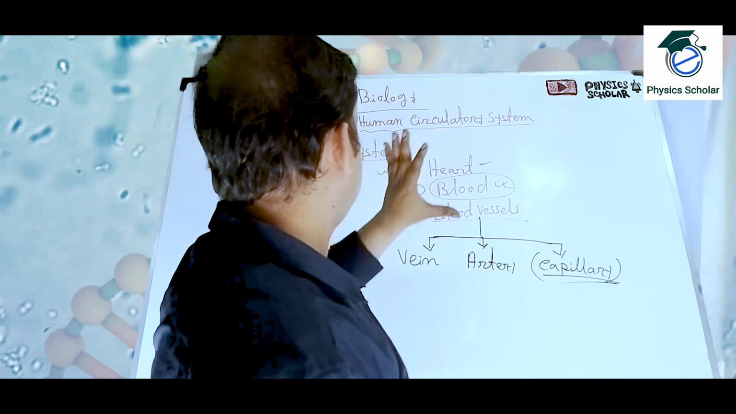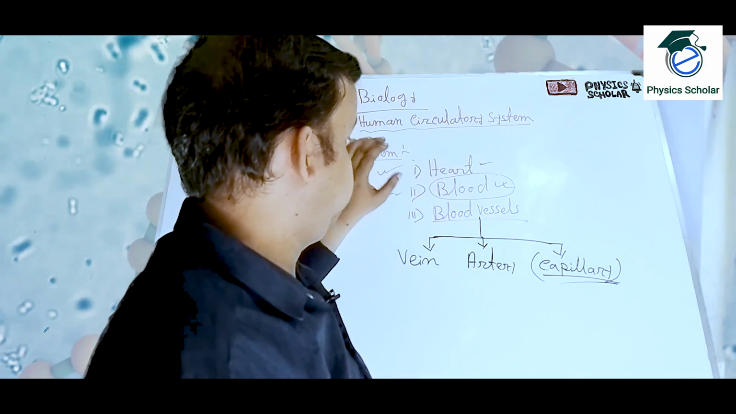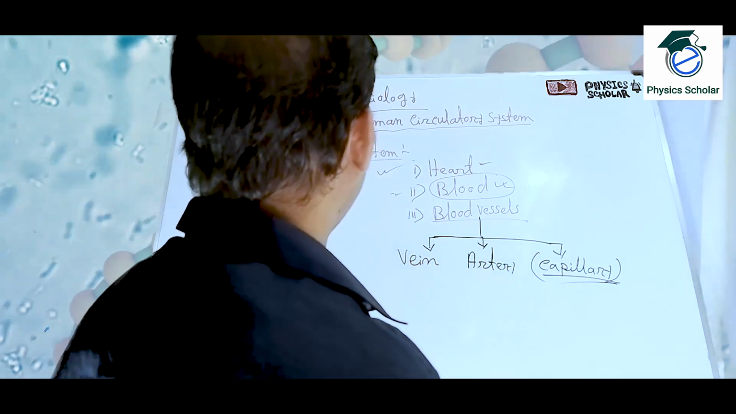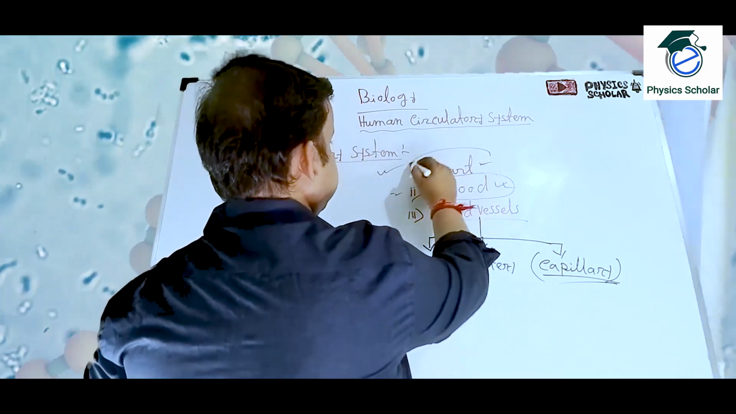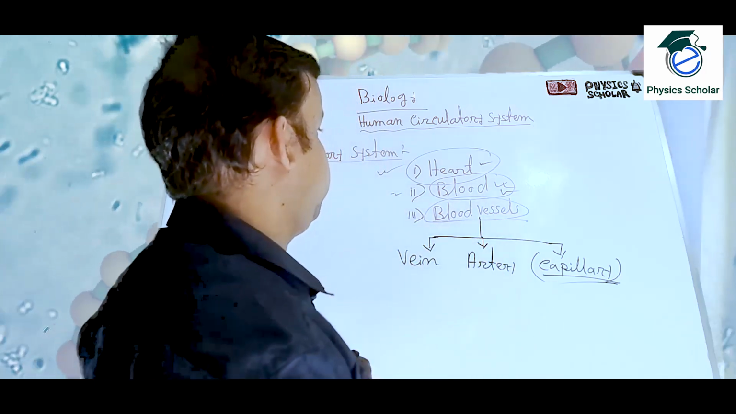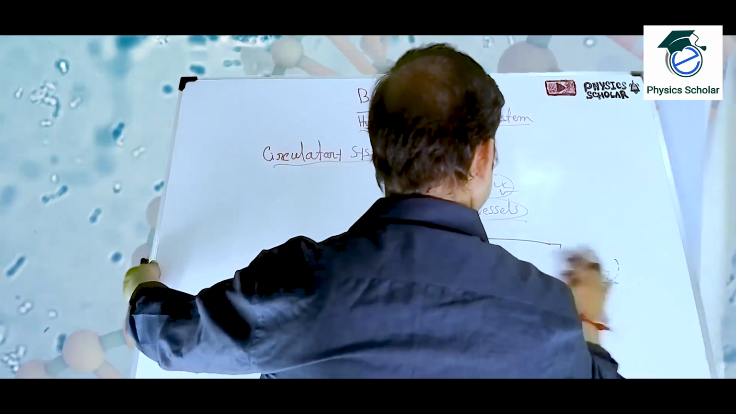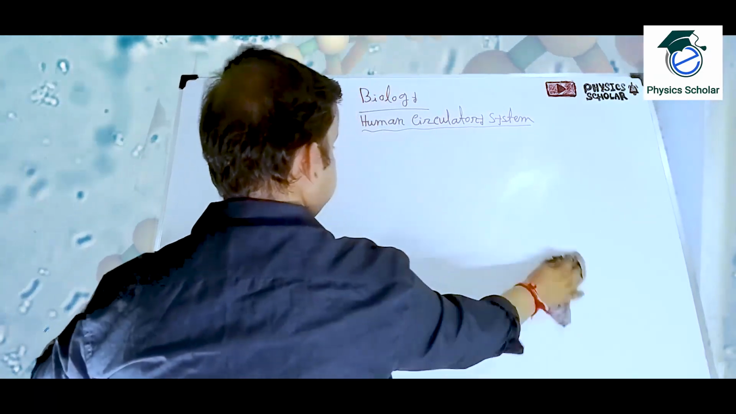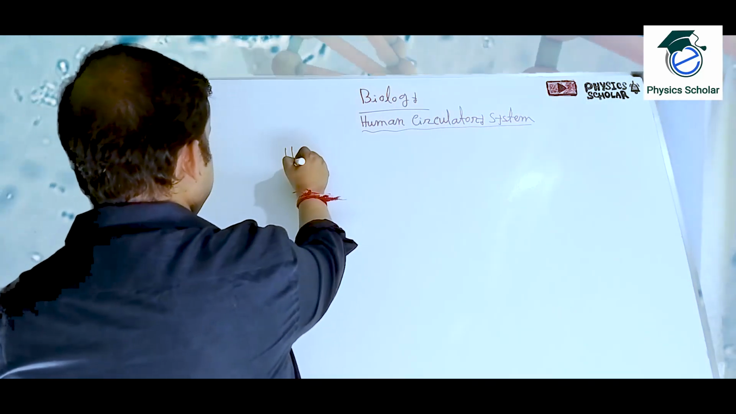So these are the components of the human circulatory system: heart, blood, and blood vessels. Blood vessels are of three types: vein, artery, and capillary. Now students, first we will discuss the details about the heart. Blood we already completed, and then we will discuss the blood vessels. So now let us come to the portion heart. What is actually heart, why it is and where it is situated. What is heart?